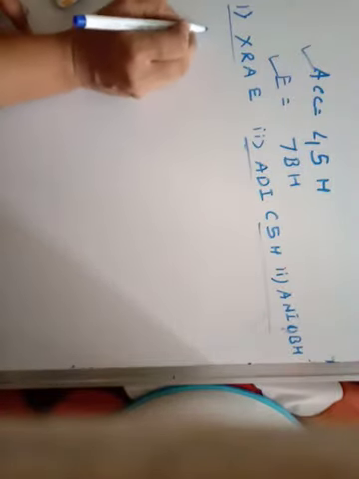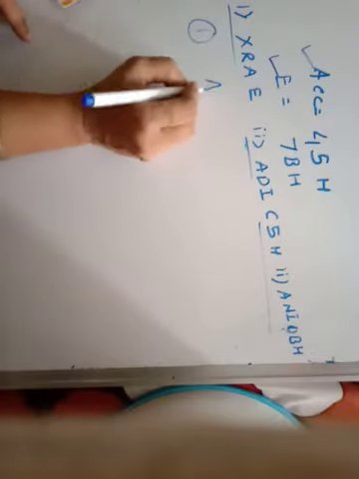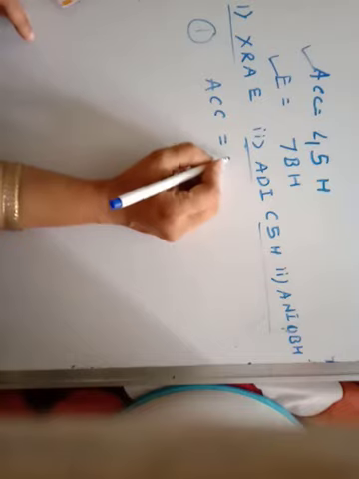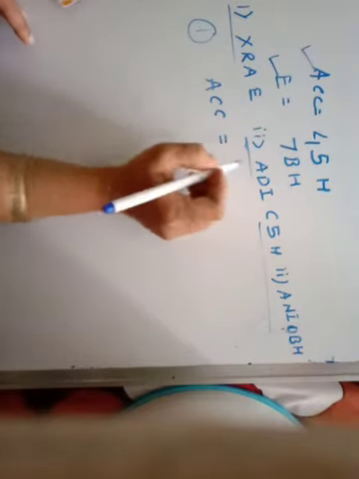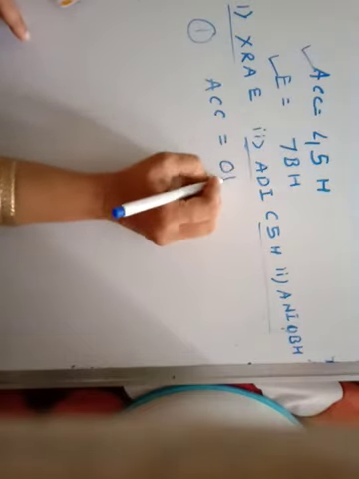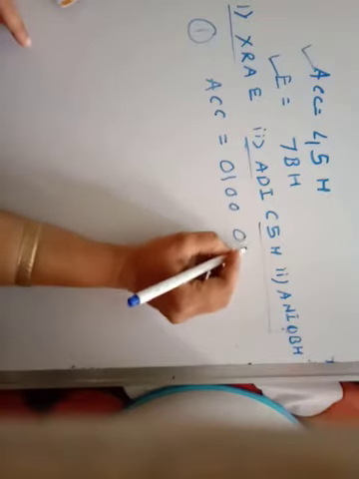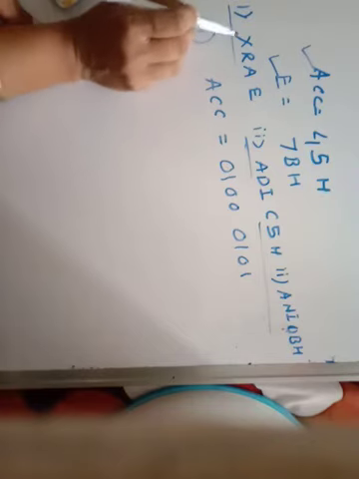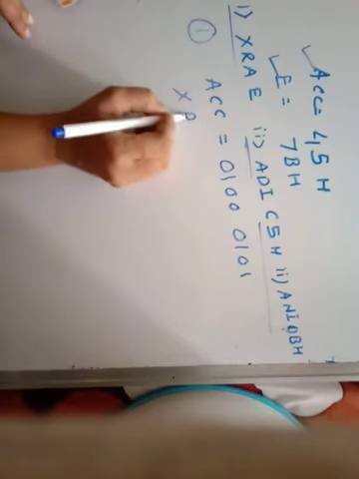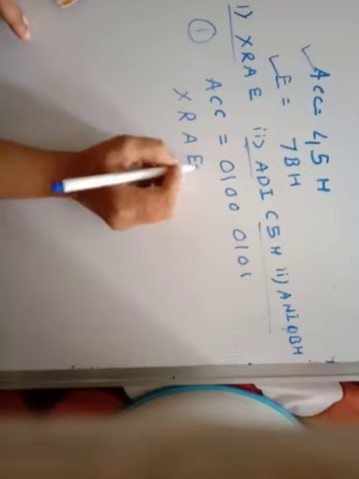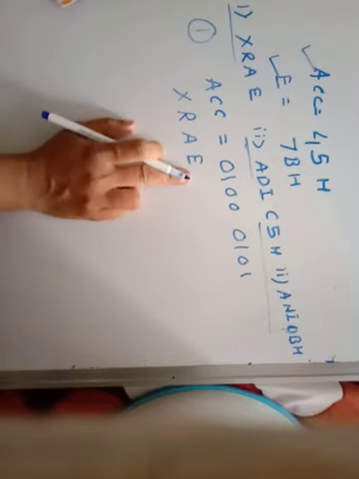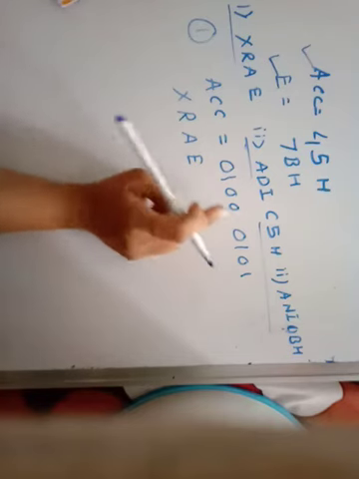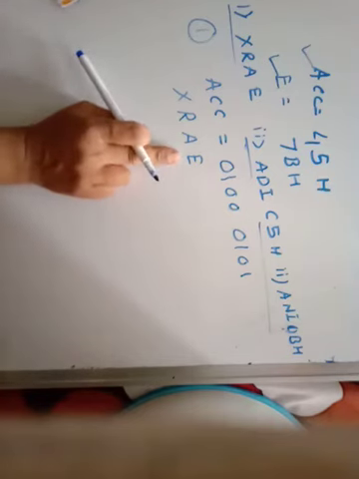So first of all, we have the contents of accumulator equal to 45. First of all, you have to convert this number into binary. So it will come 0100 0101. Then the first instruction we are going to see is XRA E. The meaning of XRA E is exclusively ORing the content of accumulator with the content of register E.